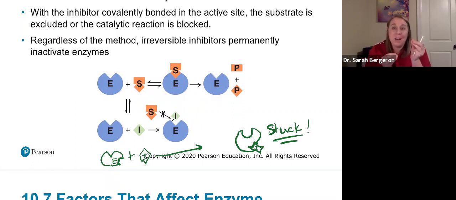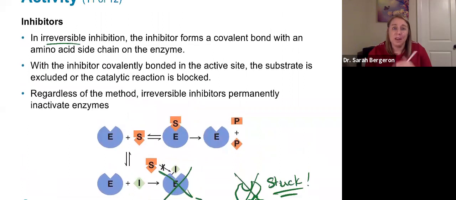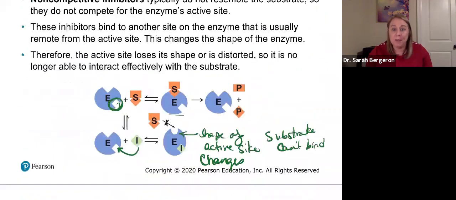And so what if I added more substrate? Would that change? Nope, because you've basically eliminated the enzymes. It's like they don't exist because this inhibitor is attached to it and will not let go. So if you have an irreversible inhibitor, adding more substrate isn't going to do much. But if you have something reversible where that inhibitor can let go and we can revert back to our original enzyme state, now we can bind substrate. So the more substrate I add, the more active the enzyme becomes.